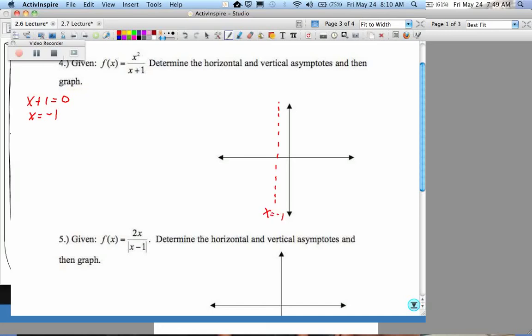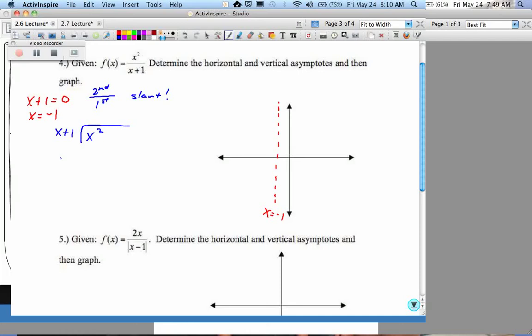What kind of degree do you have on top? Second. First. What happens when it's big over small? It's a slant asymptote, which means you go right into polynomial division. So we're taking x squared and dividing by x plus 1. So put x squared in the house. X plus 1 sits on the outside. I want exactly x squared under here.